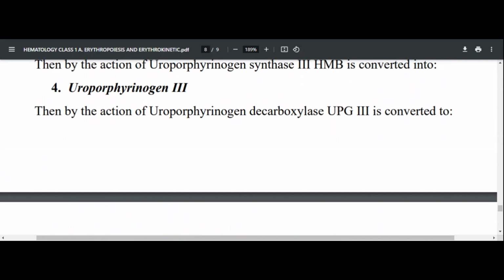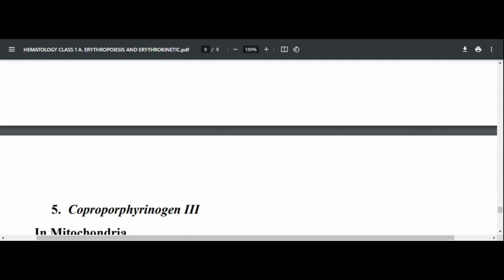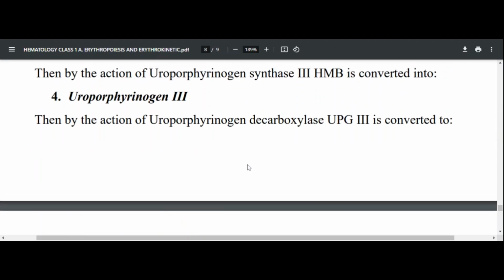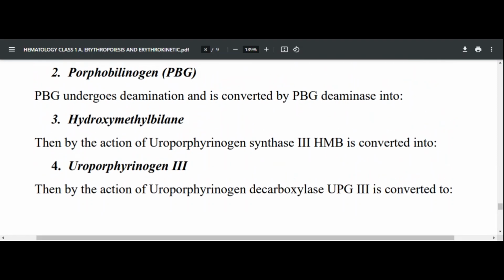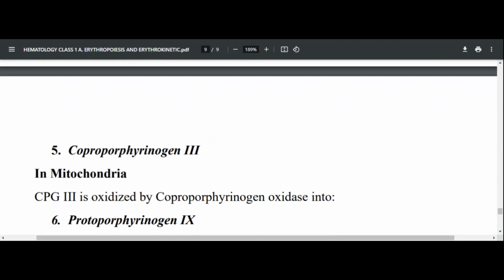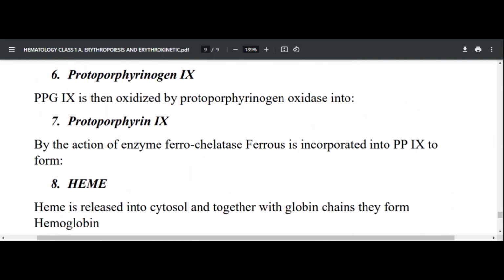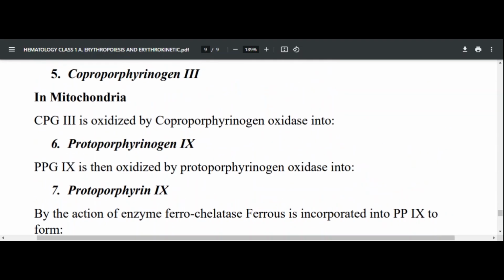The fourth and fifth are almost the same. You know what you call a urine specimen. Urine is called uro. Stool is called copro. We have stool and urine, two different things. Stool is called copro and urine is called uro. So hydroxy is followed by uro, and then uro is followed by copro, which is the fifth molecule. And after copro, there will be proto, and there are only two.